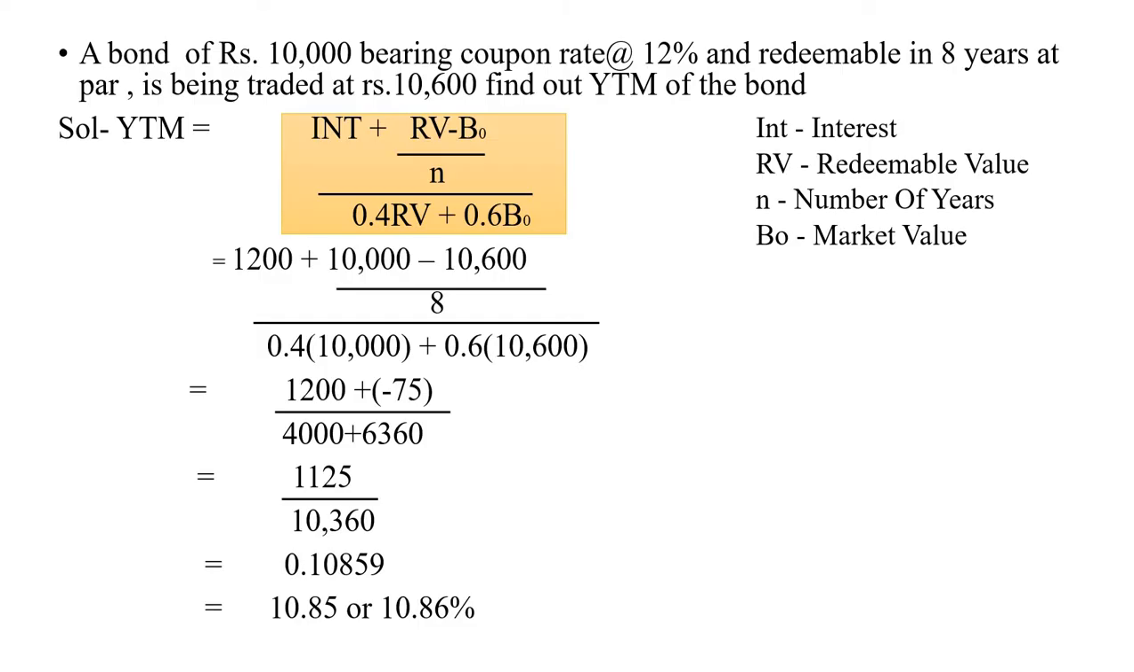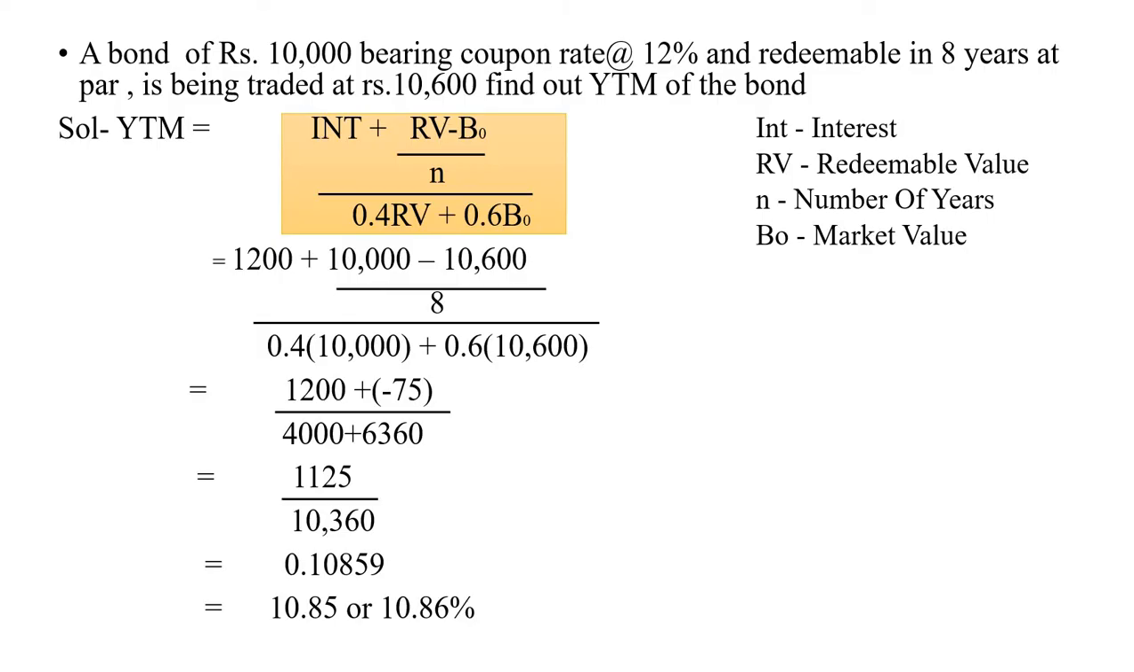I already told that in the shortcut method or approximation method we use the following formula. So what is the formula? YTM, yield to maturity, is equal to (INT plus (RV minus B naught) divided by n) whole divided by (0.4 RV plus 0.6 B naught). So what are these RV and B naught, that we will see. First is INT. INT is nothing but interest amount, plus RV. RV is nothing but the redeemable value or maturity value.